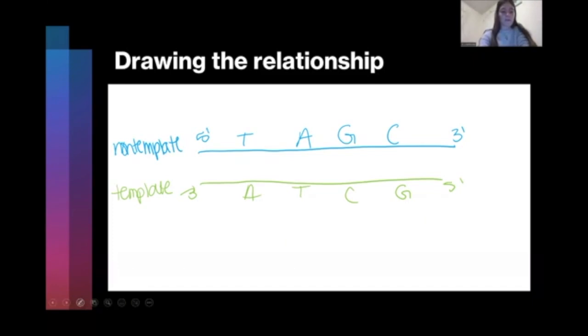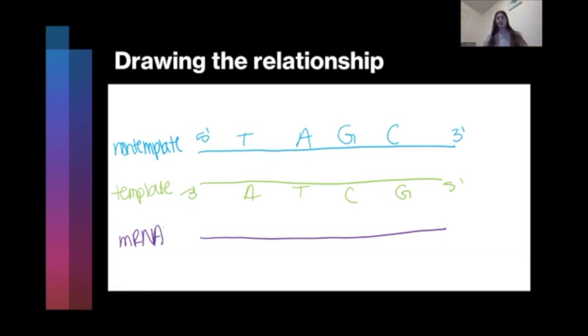And then finally, I'm going to draw my mRNA strand, which I know results from my template strand. So this is mRNA, and I know my mRNA is anti-parallel to the template strand. So my template is 3' to 5' left to right. My mRNA must be 5' to 3' left to right. And it's complementary. In mRNA, A pairs with U, T pairs with A, C pairs with G, G pairs with C.